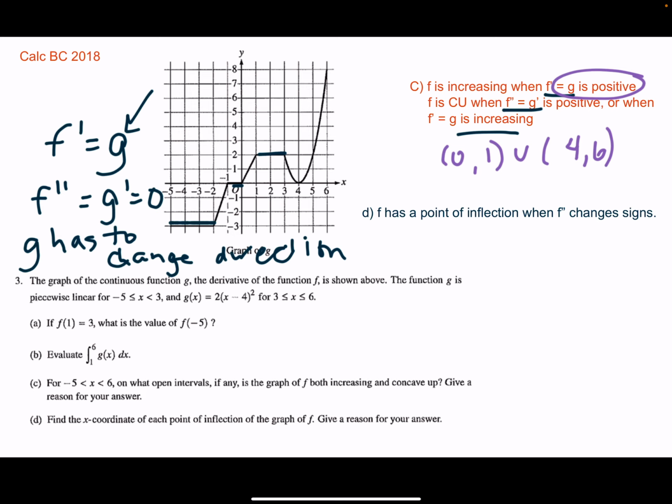Okay? Now, if this relationship is true, where F double prime is equal to G prime, I didn't write it right and I didn't say it right, then I need F double prime to change signs, I need G prime to change signs, I need G to change direction, and the only place that G actually changes direction is at x equals 4, where G goes from decreasing to increasing. Okay? So I need the derivative to change direction for F to have a point of inflection. So it's only happening at x equals 4.